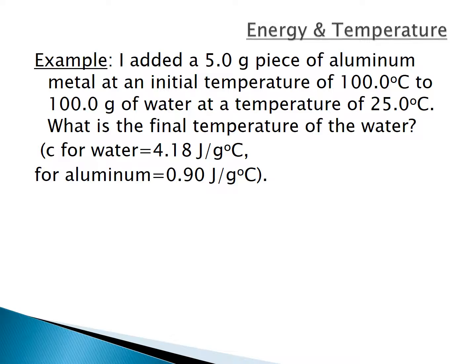Now let's look at another kind of problem where we're going to use Q equals mc delta T, and we're going to look at heat transfer from a warmer to a cooler object. Okay, so let's read the problem. I'm adding 5 grams of aluminum, which is at an initial temperature of 100 degrees Celsius, to 100 grams of water, which is at an initial temperature of 25 degrees Celsius. Now, it wants me to find the final temperature of the water.